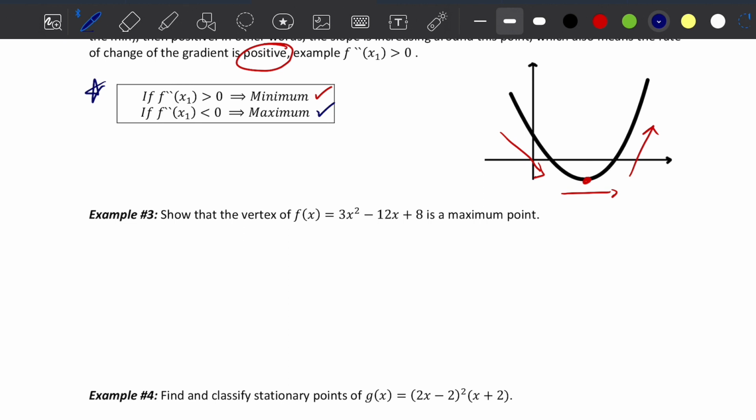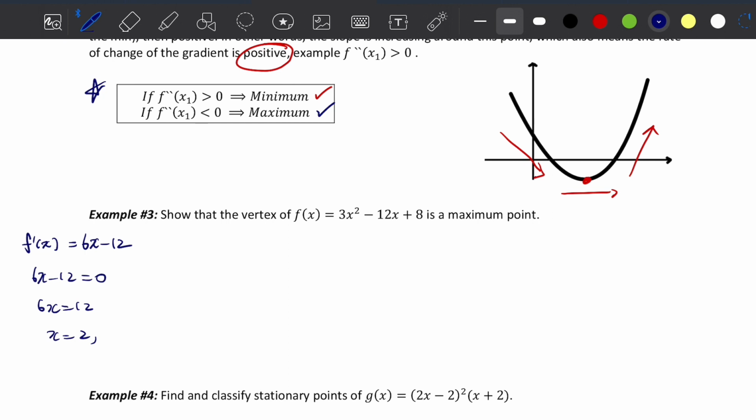So we need to show whether the vertex of f of x = 3x squared minus 12x plus 8 is the maximum point, right? Then we need to first identify whether it has a turning point. So we're first going to find the first derivative of this function. The first derivative is 6x minus 12, and if we set this equal to 0, we can identify the x value.